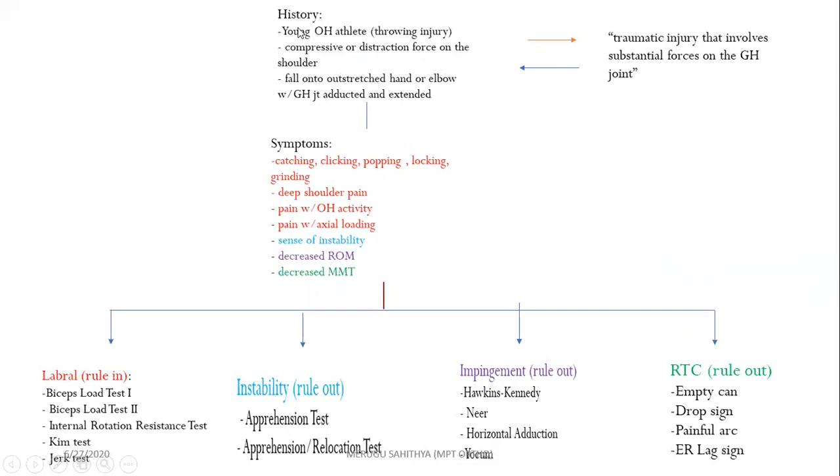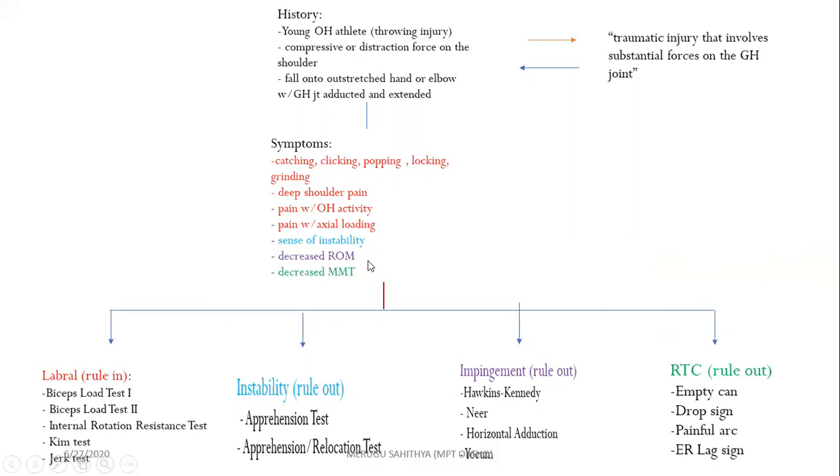So out of these injuries and this history, the symptoms include catching, clicking, popping, locking, and grinding. There is a deep shoulder pain, pain with overhead activity, and pain with axial loading. There is a sense of instability.